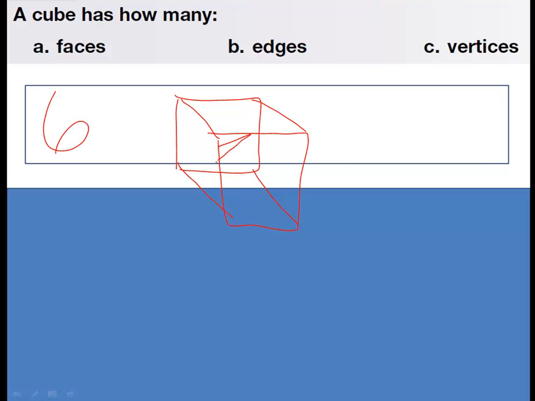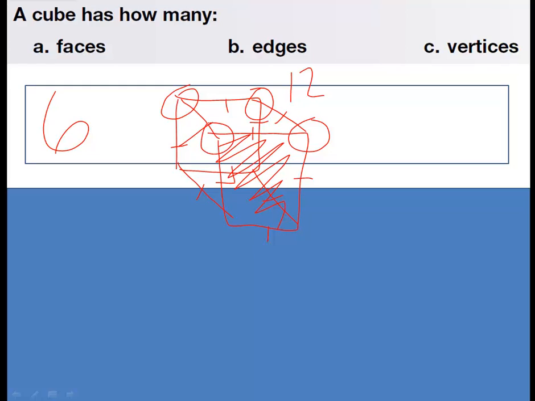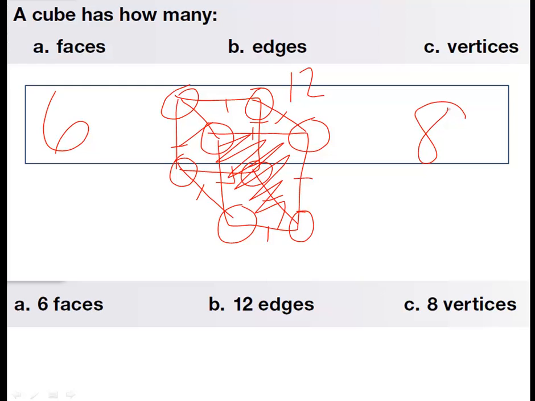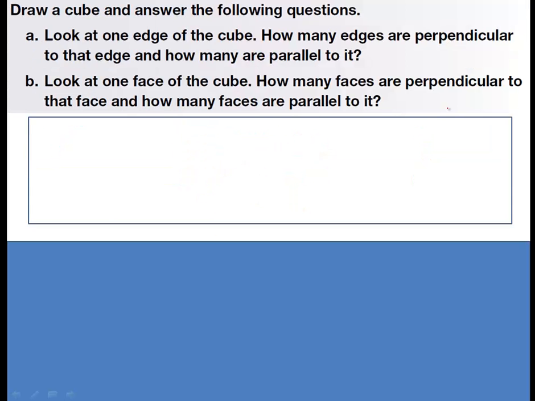That's going to be this whole thing. That's a face, right? I know that. Now I count my edges. I got 1, 2, 3, 4, 5, 6, 7, 8, 9, 10, 11, 12. So I got 12 edges. And my vertices, I can count those. 1, 2, 3, 4, 5, 6, 7, 8. 8 vertices. So you should have 6 faces, 12 edges, and 8 vertices. Very good. All right, moving along.